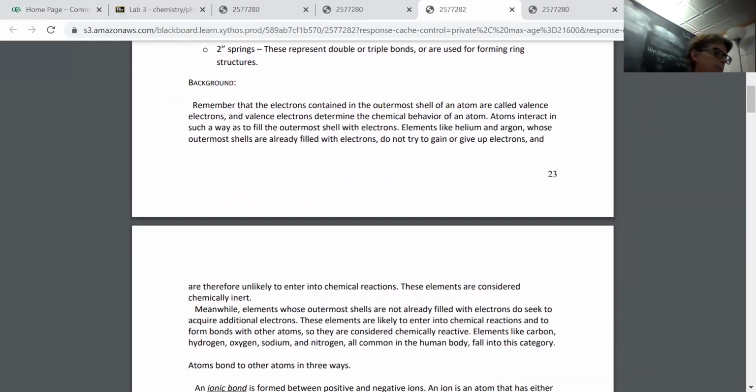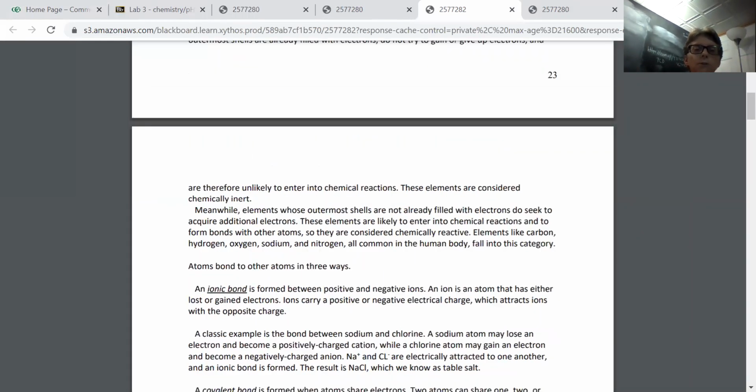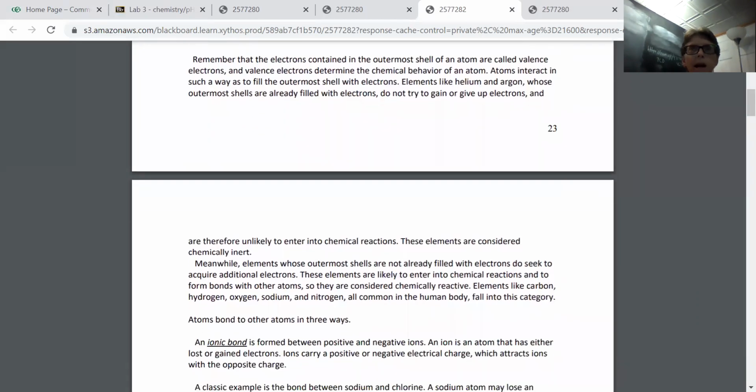Okay, so we're going through this. First of all, we need to remember what atoms are and the parts of atoms, right? So an atom consists of protons, neutrons, and electrons. The protons and the neutrons are located in the nucleus of the atom. Protons have a positive charge, neutrons have no charge, and the electrons orbit around the nucleus in defined orbitals or shells, and they have a negative charge.